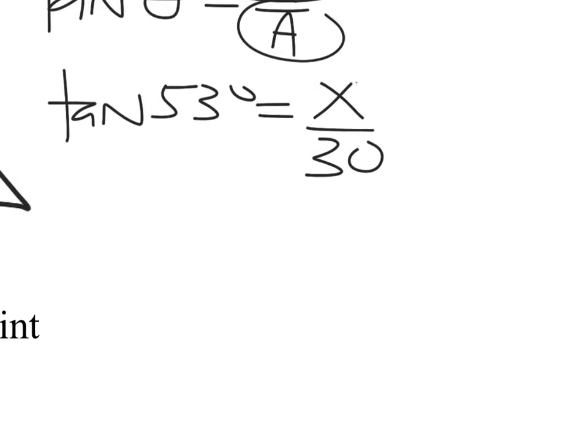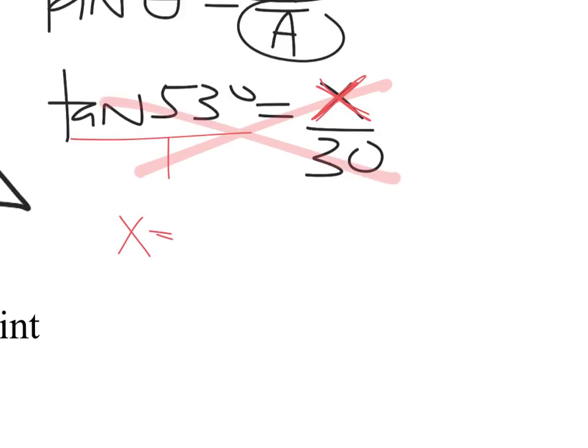And since my x is in the numerator, I'll put the tangent of 53 over 1 and cross multiply. So I have 1 times x, which is x. That equals 30 times the tangent of 53. And it's always best to write the trigonometry part second. So I'm going to write 30 times the tangent of 53. And then we're going to enter this into our calculator.